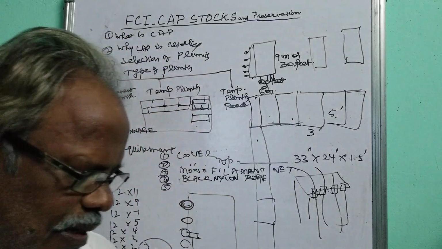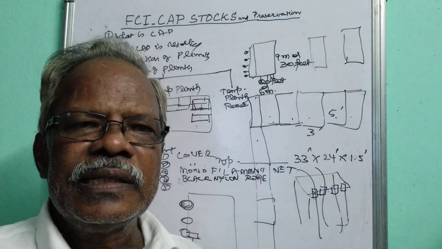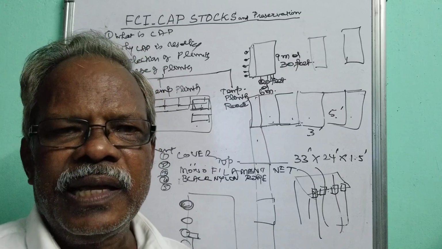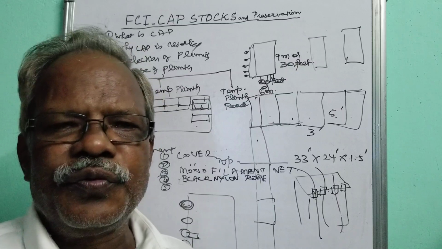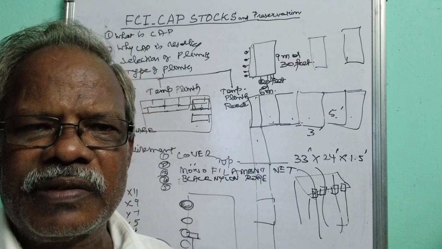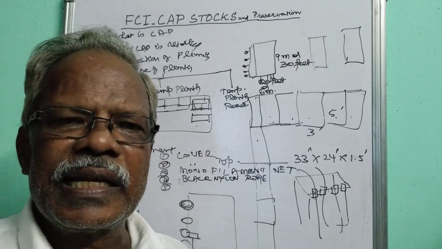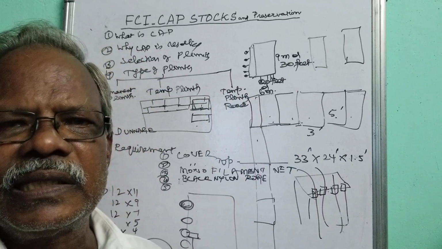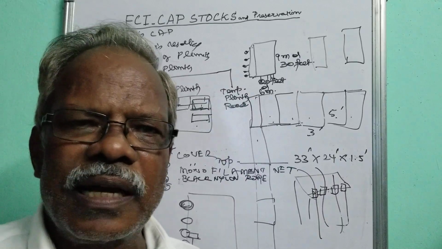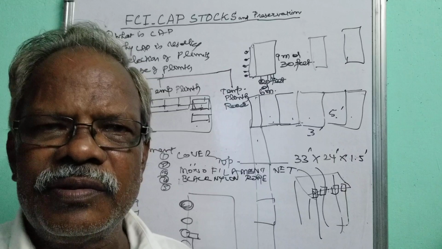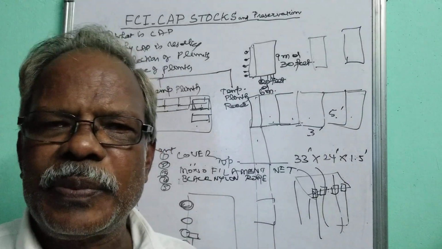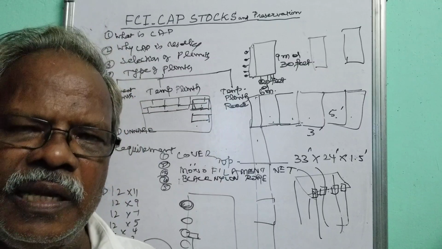Then categorization, classification. If it is 1% weevil, then it is A, up to 4% is B category, 4 to 7% is C category, and D category is 7 to 10%. Naturally we will not receive lower category stocks, only A and B category stocks will be received. For those A and B, we have to check the weevil percentage and the touched percentage.